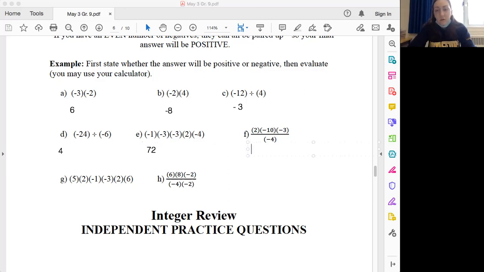So here we're going to work on the top part first and then do the division. Because there are only 2 negatives, so that's an even number, that means that our answer at the top is going to be positive. So 2 times 10 is 20, times 6 is 60, and then divided by -4, which means that now we have only 1 negative. So that means that our answer is going to be negative. And we'll do 60 divided by 4, which is 15.